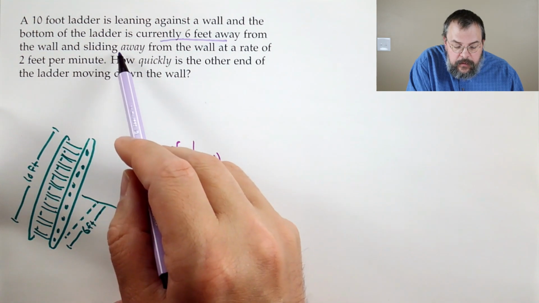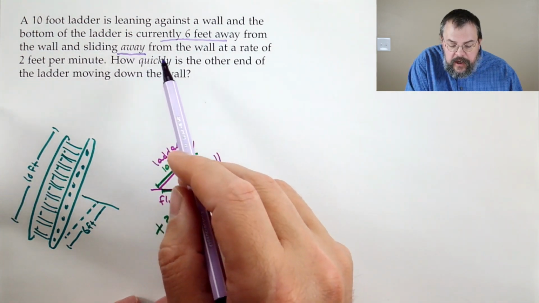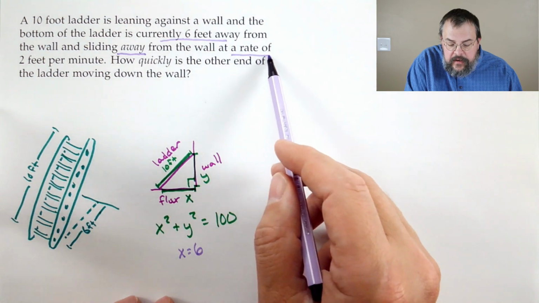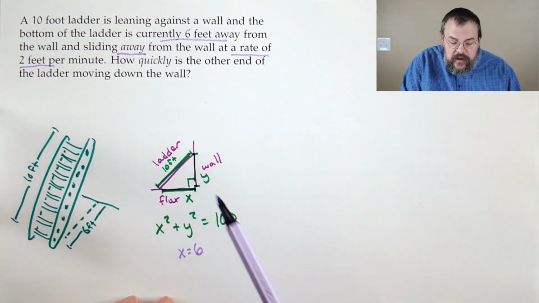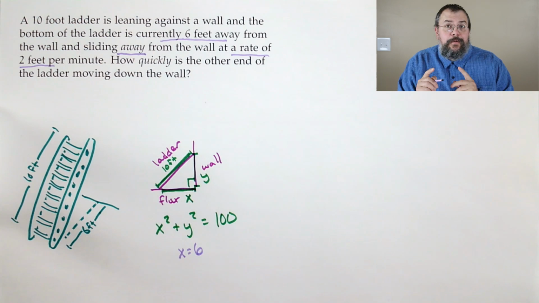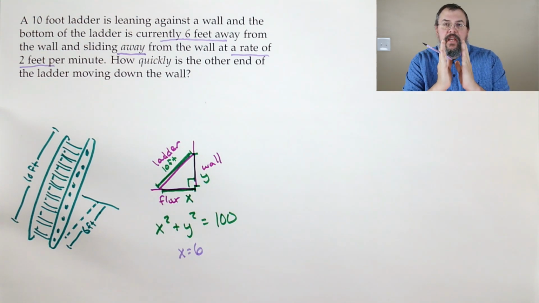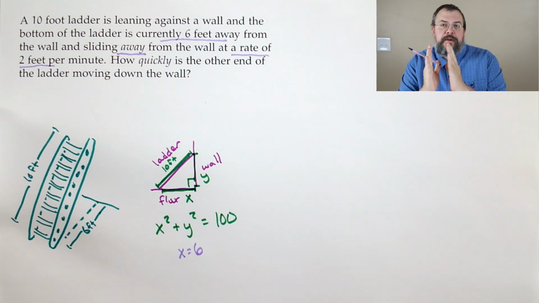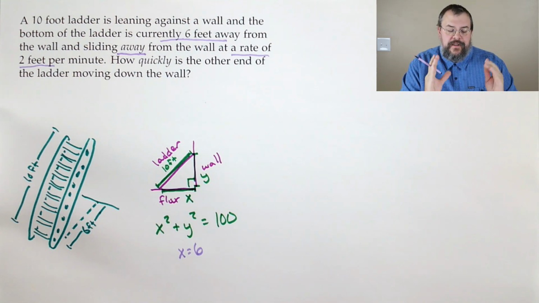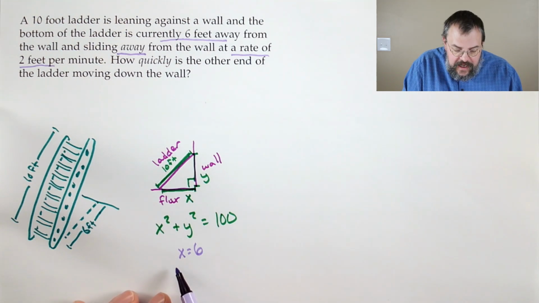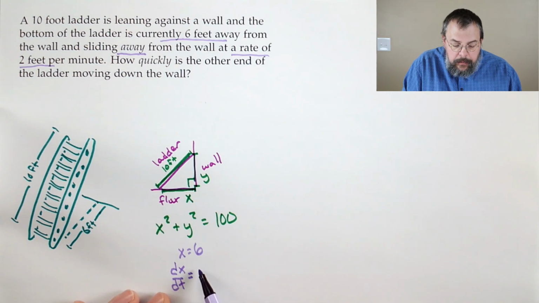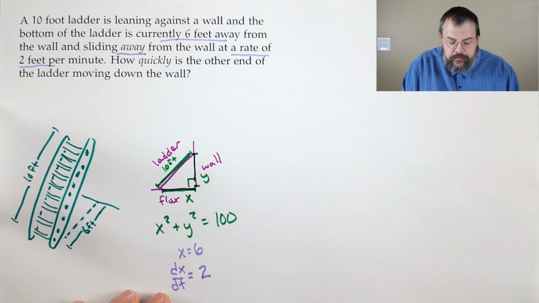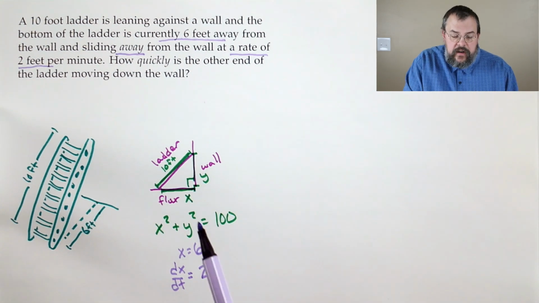And it's sliding away. They italicize the word away. We'll think about what that means. At a rate of 2 feet per minute. Now, what does away mean? Well, it means that if I think about my distance, x, it's getting bigger. In other words, it's moving further away from the wall. So that says that our derivative of x, which is our rate for x, is going to be equal to a positive 2. Okay, so that's our data.